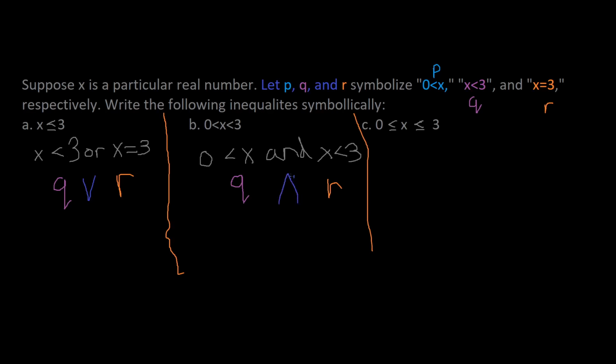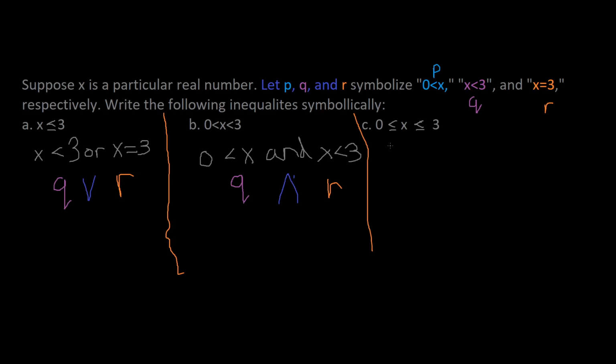There you go. And we all make mistakes. So right here we have our last one. So what is the first step that we do? The first step is to break it apart, right? So we have 0 is less than or equal to x, and x is less than or equal to 3. And so let's break it apart.